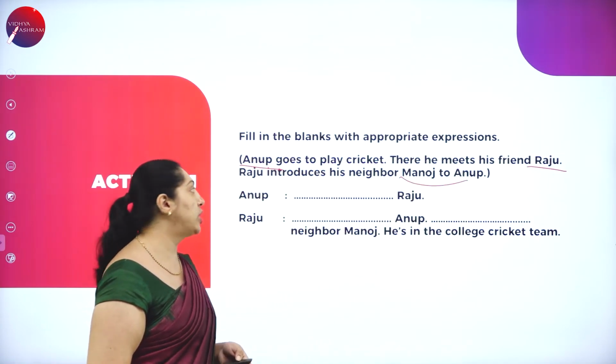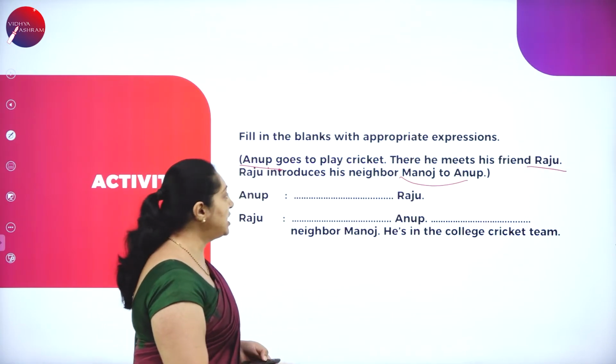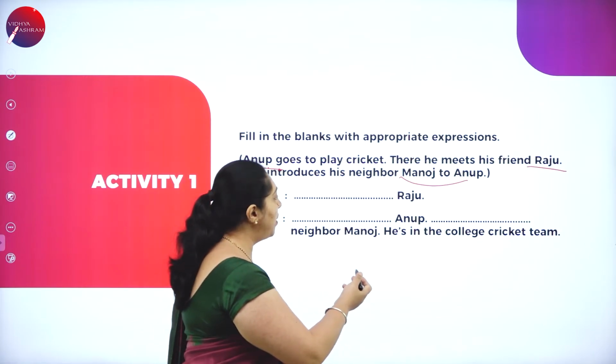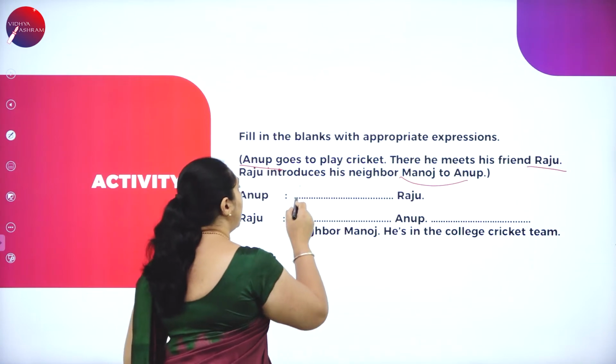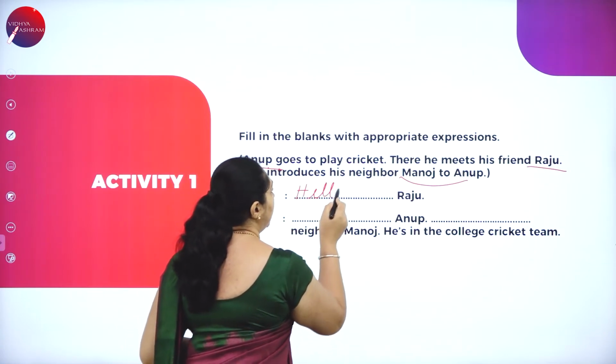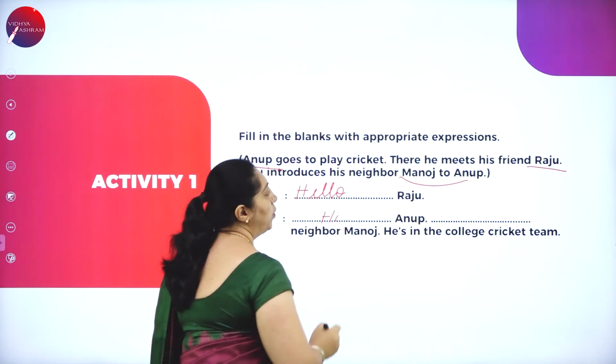Let's see the dialogue here. Anup, Raju. The next, Anup, neighbor Manoj. He is in the college cricket team. So it is, hello, Raju. Hi, Anup.